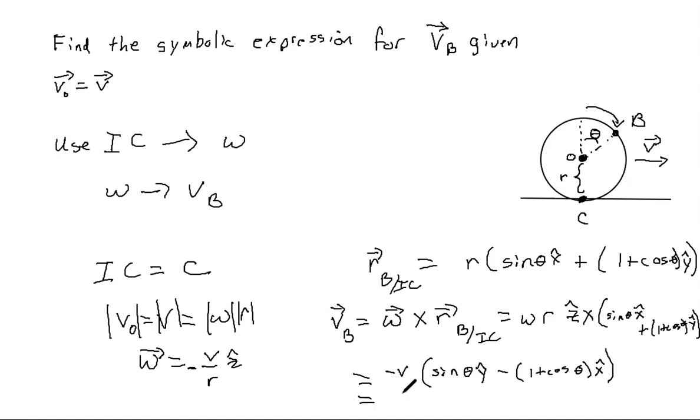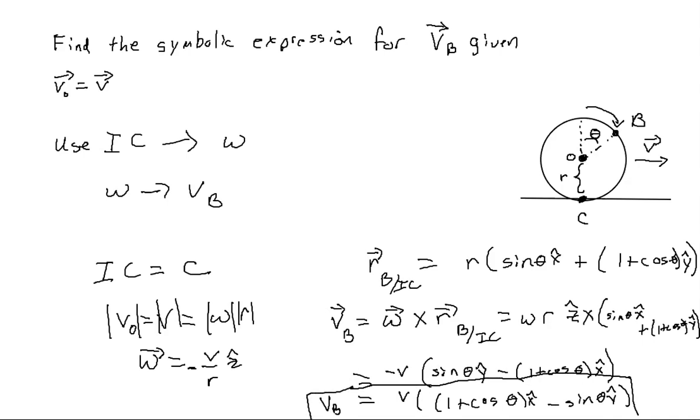So let's clean this up a little bit. Write this as v, the symbolic expression, times 1 plus cos theta x hat minus sine theta y hat. And that is the formula for VB.